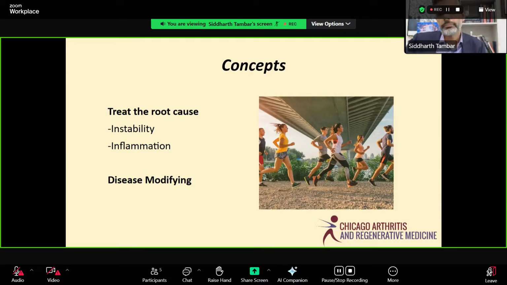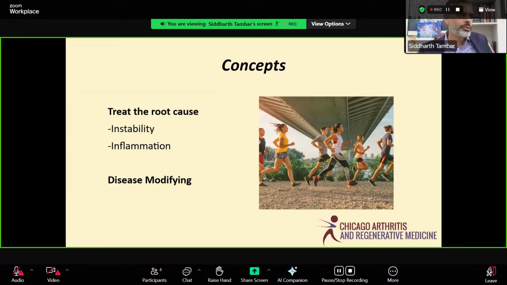So let's talk about some basic concepts or key concepts that you really need to understand about regen med. Our goals here are to treat the root cause. And the root cause for most joint issues comes down to either instability or inflammation. Instability meaning that there's been some previous injuries of soft tissue structures, and now you have some chronic instability, looseness around the joint that then causes more pressure on the joint or tendon, which eventually causes arthritis, tendonitis, and other issues. Inflammation, which can be because of chronic instability, but inflammation can be its own thing.